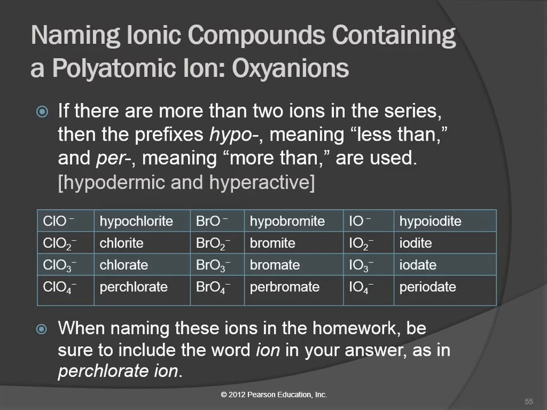And just a note about Mastering Chemistry. When you're naming these in the homework, Mastering Chemistry wants you to include the word ion. So if it says name this and you type perchlorate, it's not going to be happy. We want Mastering Chemistry to be happy because it gives us more points that way. So you need to write perchlorate ion. Technically, that is correct, and I'm not going to get hung up on it. But Mastering Chemistry is definitely hung up on it.